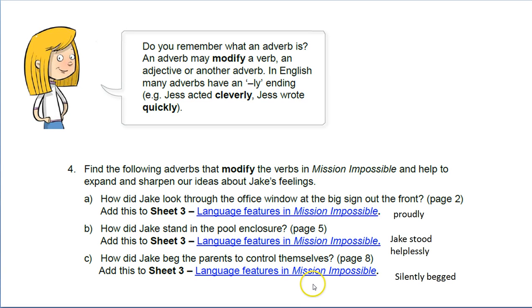You can add those to sheet 3. Okay, so we looked at verbs, how the authors used descriptive verbs and verb groups with more powerful words than just the basics like asked and walked. Then we looked at adverbs, and adverbs tell us how the verb is performed. So again, it could be silently begged. He stood helplessly. It tells us more about the verb and what's going on.